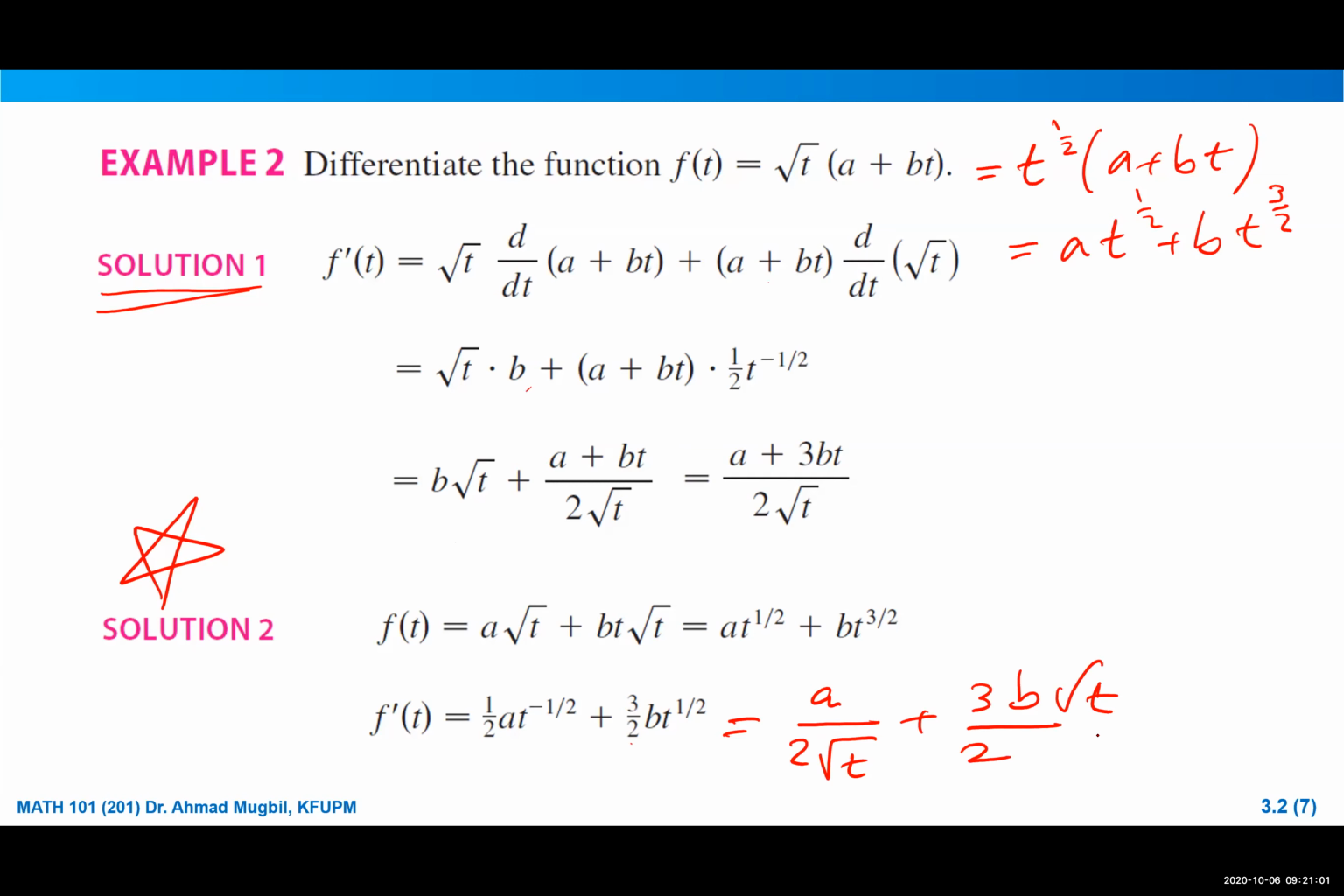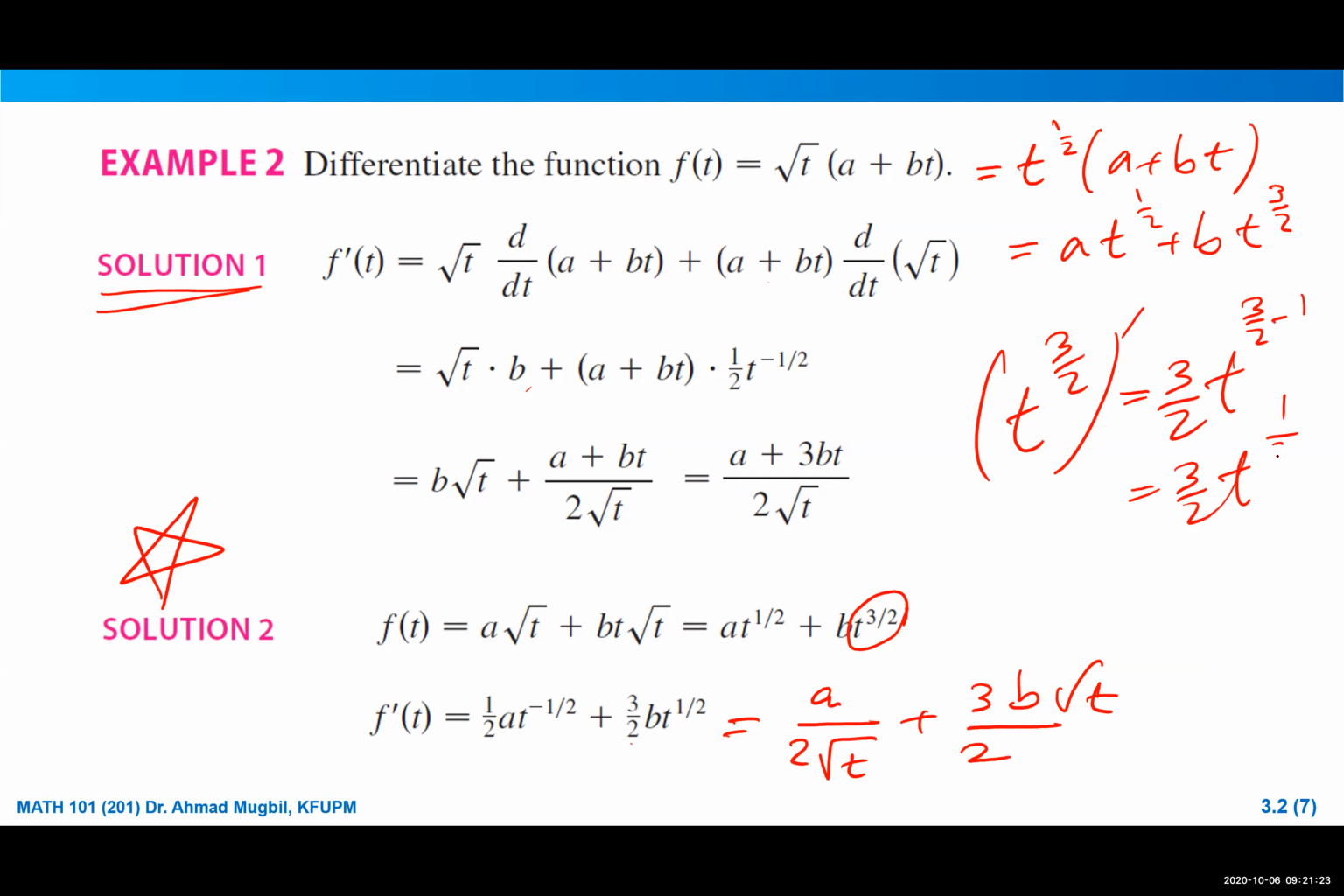Doctor, yes, I have a question. Why here do we put 3/2? What is the derivative of t to the power 3/2? We multiply by the power and subtract 1: 3/2 t to the power 3/2 minus 1, which will be 3/2 t to the power a half.